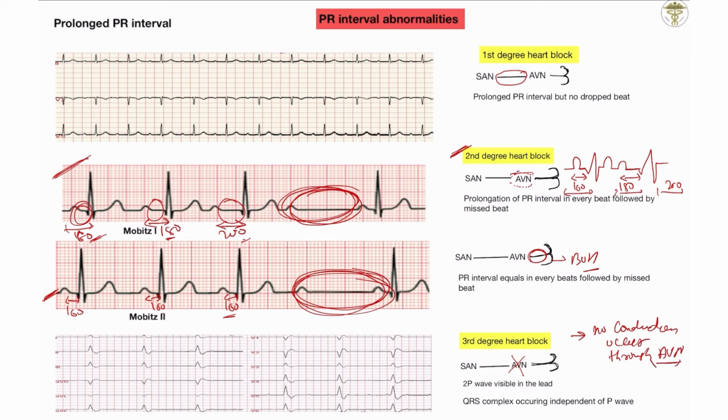Here the problem occurs in the AV node, but in these cases there is no functioning of the AV node, meaning functional abnormalities occur in the AV node. This is the third degree heart block.